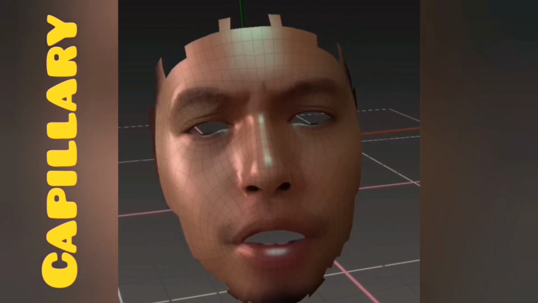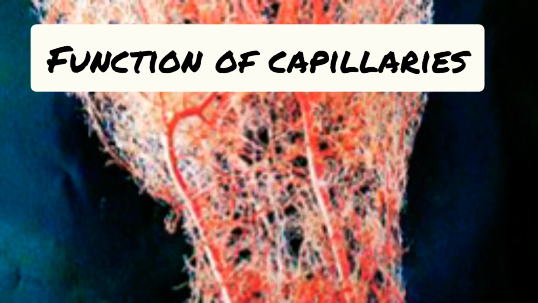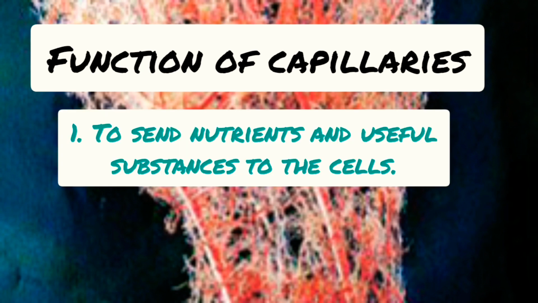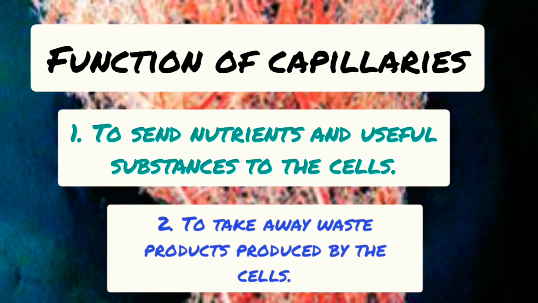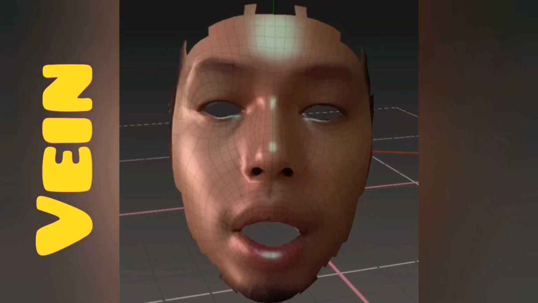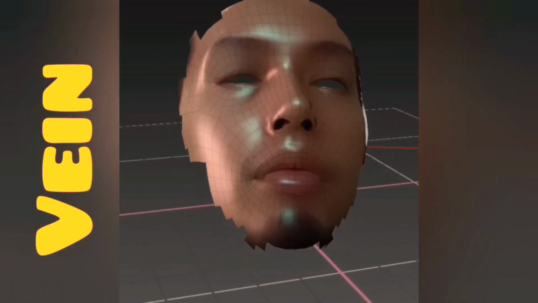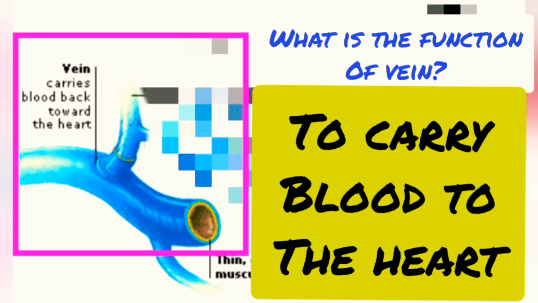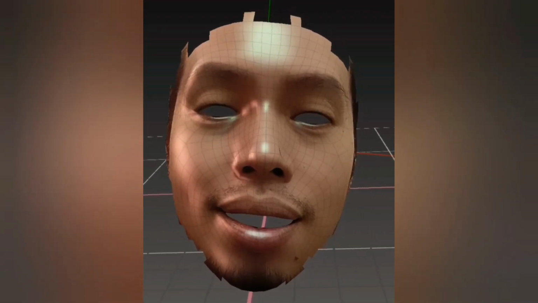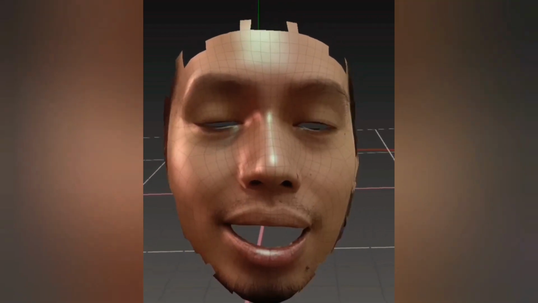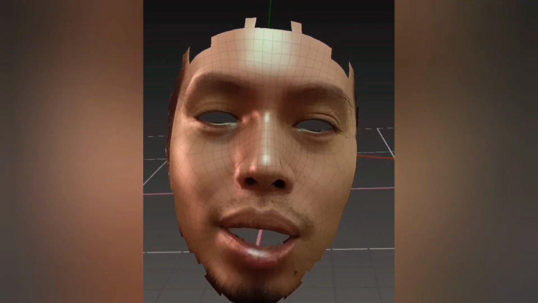What is the function of capillary? The function of capillaries is to send nutrients and useful substances to the cell. At the same time, capillaries is also used to take away the waste products produced by the cell. What is the function of vein? The function of vein is to carry blood to the heart. Can you understand? I know it's a bit too wordy, so let me do a summary for you.